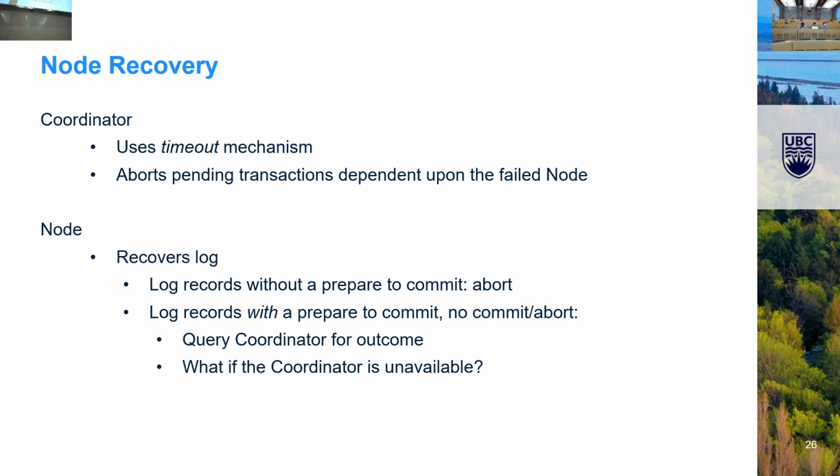If I have a log that indicates that I did do a prepare to commit, then I have to ask the coordinator what the outcome of it was. Hey, what happened? So there has to be a mechanism for the node to ask the coordinator, what was the outcome of that transaction? But what if the coordinator is unavailable? I have to wait. This is recovery. This is actual recovery after a node failed.